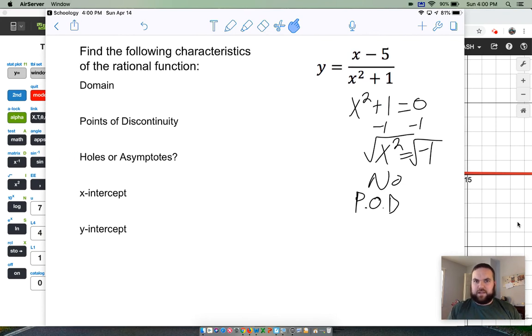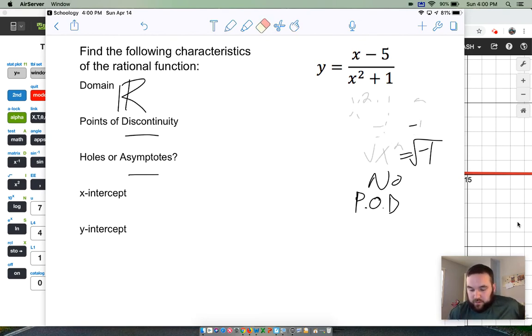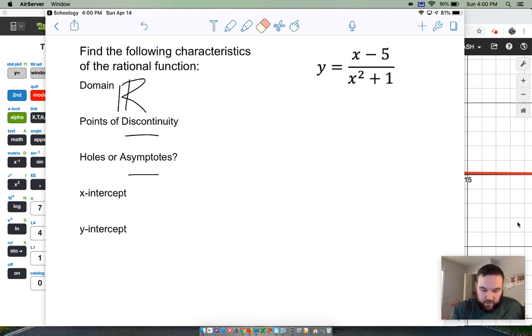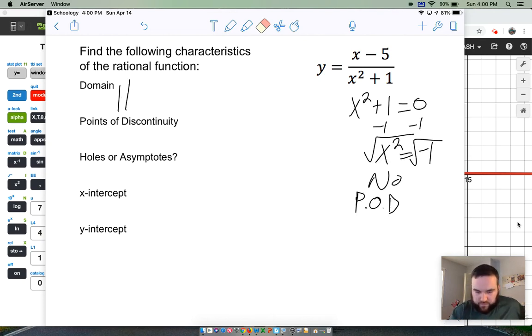Okay, so this is kind of an interesting graph. The domain is actually going to be all real numbers, because that denominator can't be 0. For points of discontinuity, there are none. For holes or asymptotes, there are none, because holes or asymptotes can only come from a denominator of 0. Okay, I'm going to keep that up there for the completed version of the notes, of course. So, points of discontinuity, none. Holes or asymptotes, none.